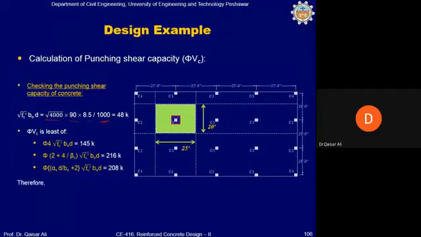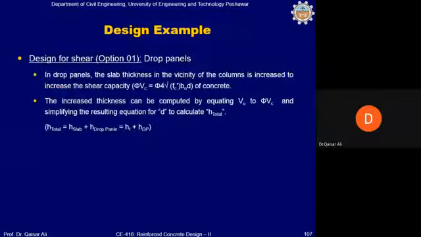Therefore, phi VC of 145 kip is the least of these values. We will pick up this value. And since 145 kip is less than 189 kip, which is the punching shear demand, something is to be done in order to strengthen the slab against the punching shear of 189 kip. Shear design is required. Let's say we decide to provide a drop panel. In a drop panel, the slab thickness in the vicinity of the column is increased to increase the shear capacity, which means the B naught is to be increased.